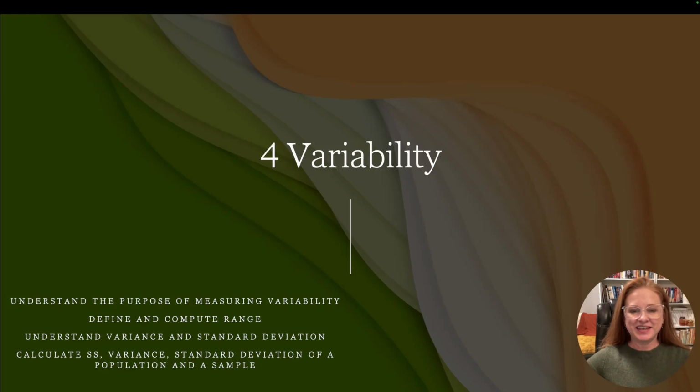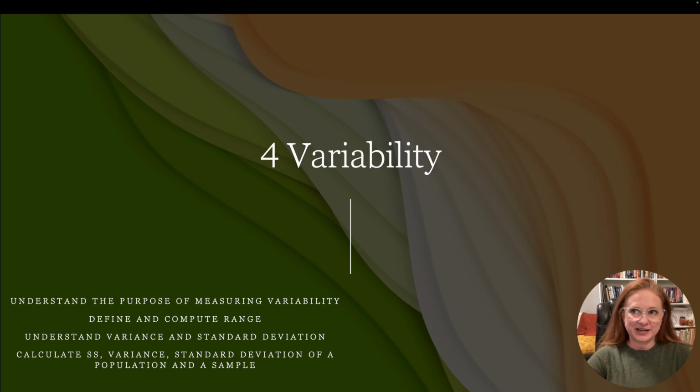Variability. In this lecture, we're going to go over what variability is. We're also going to go over how to define and compute range, the simplest way to determine variability. Different ways we can compute variability.